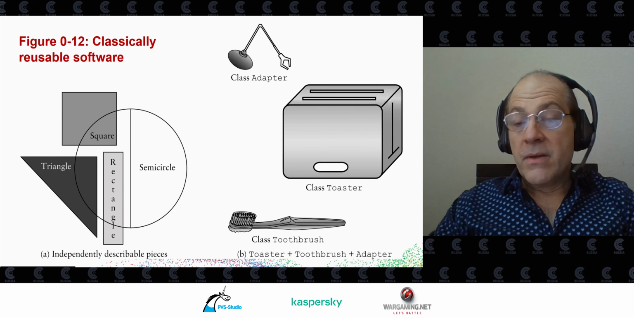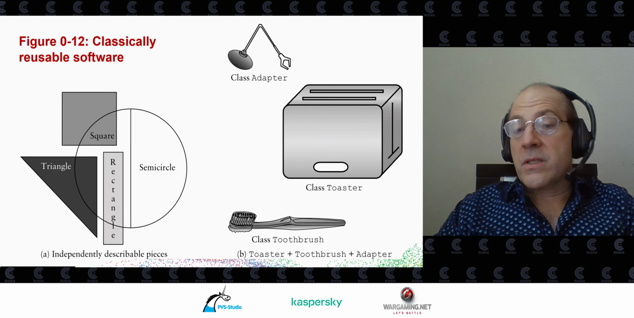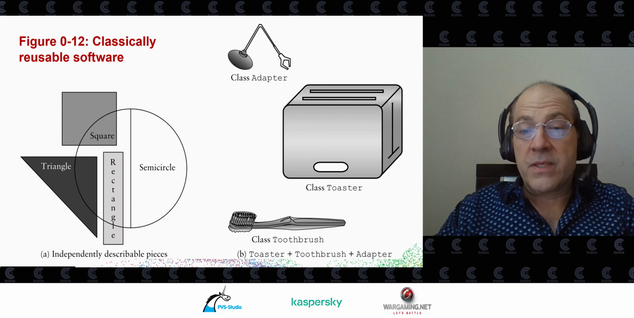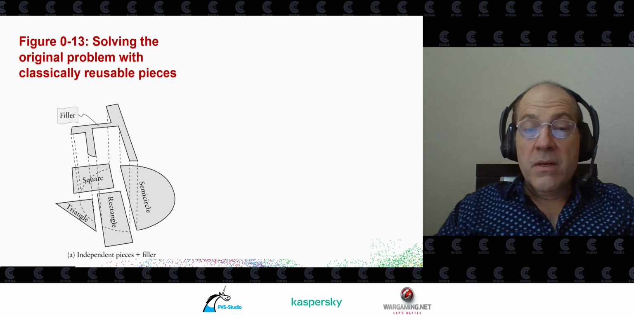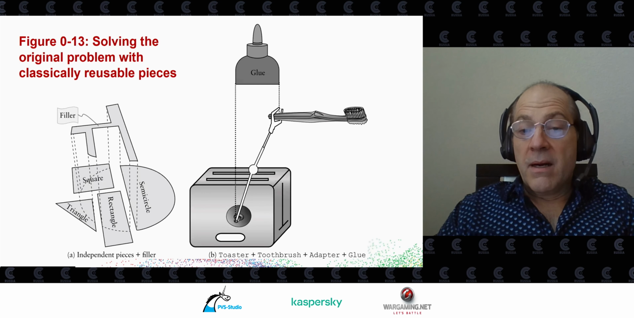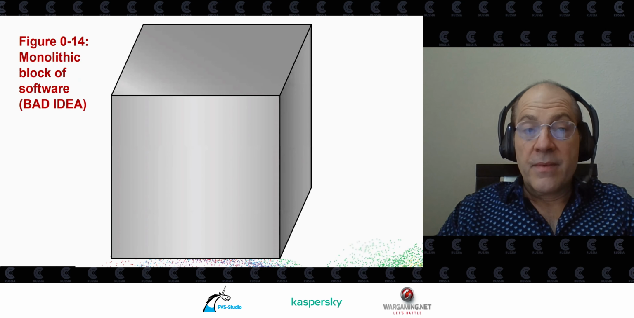You can think of having a toaster that works on its own, a toothbrush that works on its own, and an adapter that connects the two. And all three of these pieces are reusable in and of themselves. So taking the reusable pieces, we can reconstruct what we needed. Putting them together, we can get back the original toaster toothbrush, but we also have the original pieces that we can compose to do other things.